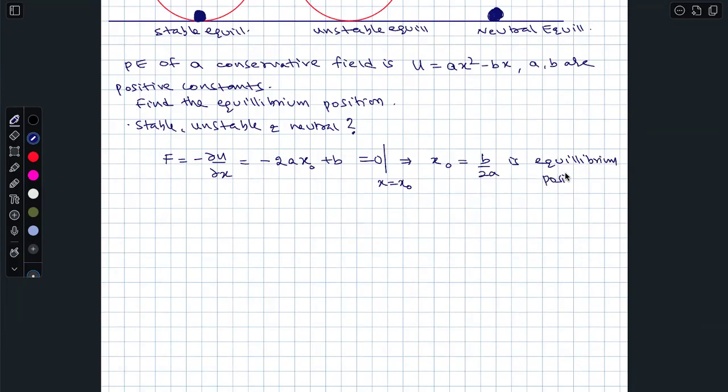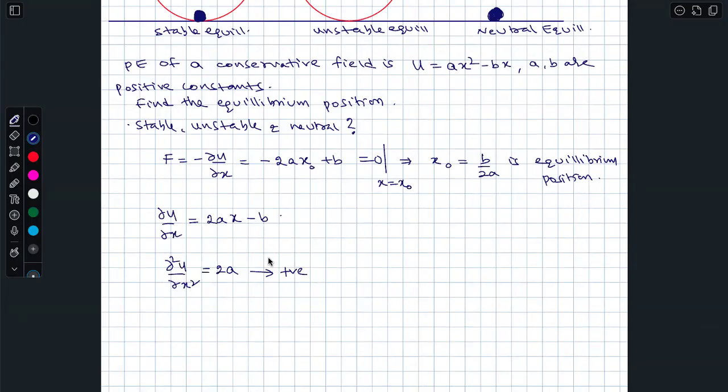What type of equilibrium is this? I have no idea. Let me take again dou u by dou x. Dou u by dou x is 2ax minus b. Dou square u by dou x square is 2a. Array, what is this? Positive, basically, because a is a positive constant. Any confusion in this? I'm asking again.